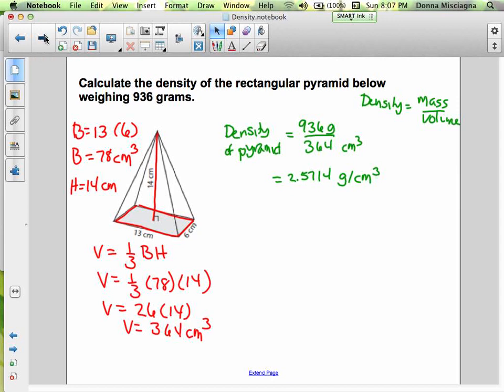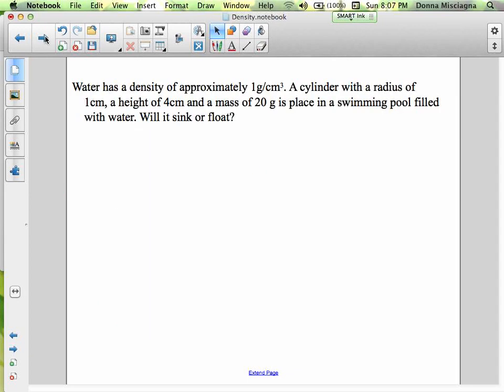Let's do another one. Water has a density of approximately 1 gram per centimeter cubed. A cylinder with a radius of 1 centimeter, a height of 4 centimeters, and a mass of 20 grams is placed in a swimming pool with water. Will it sink or float?